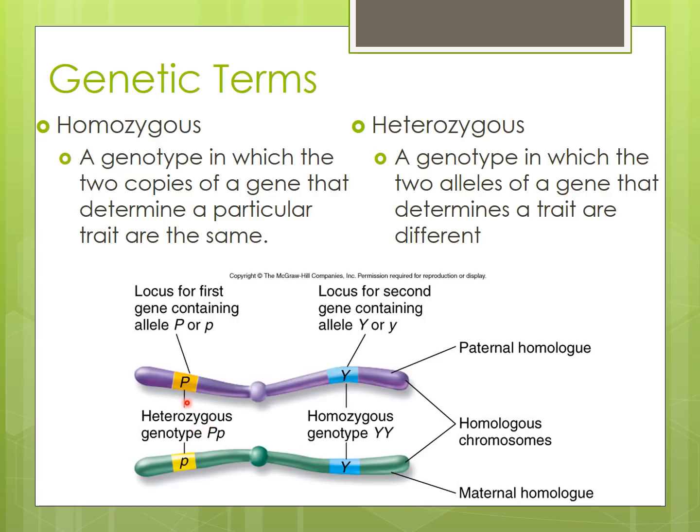So homozygous would be the same allele at the same locus. Heterozygous would be different alleles at the same locus. And that's kind of how they all work together. Locus, allele, homozygous, heterozygous.